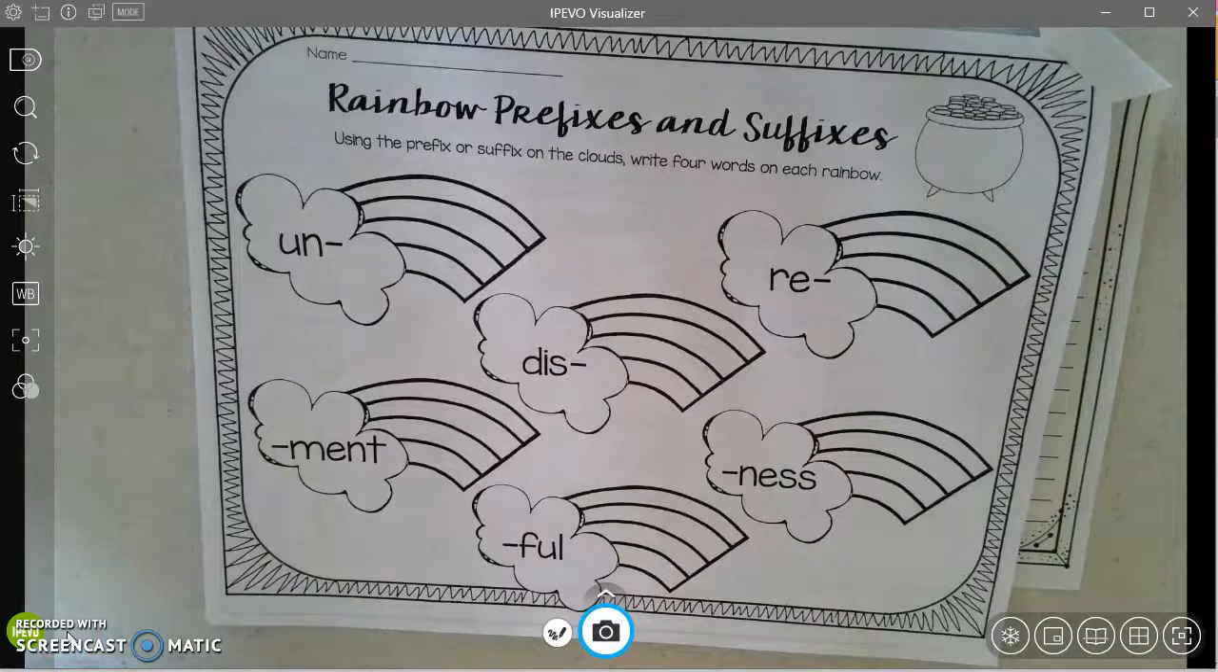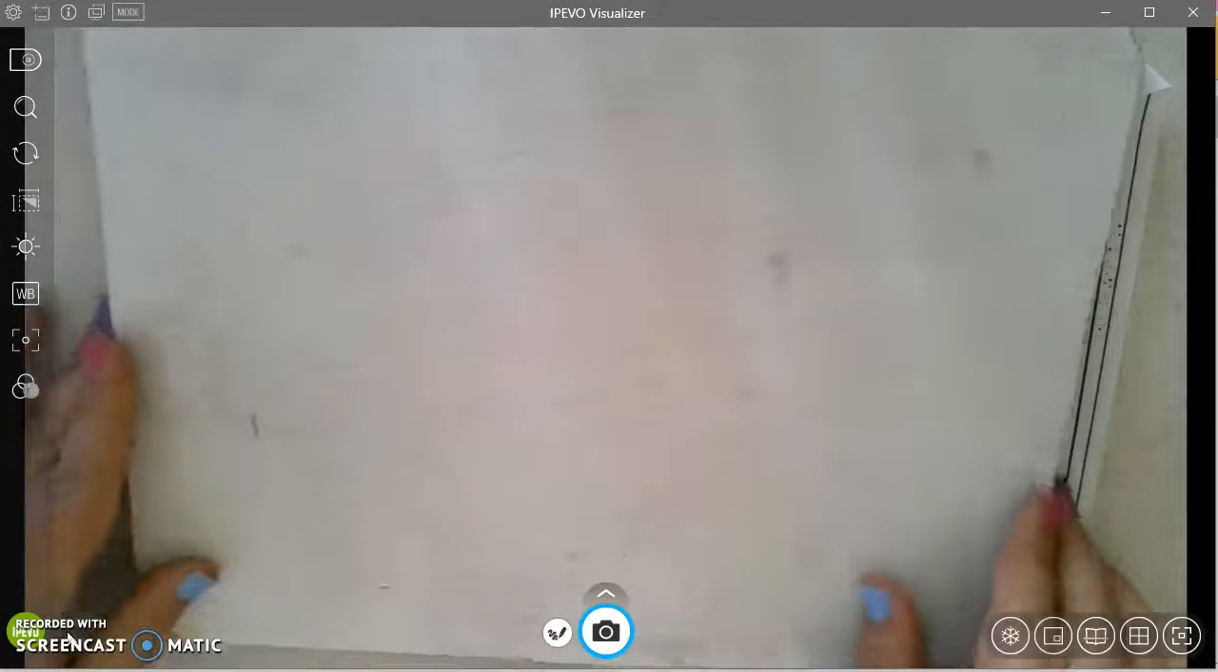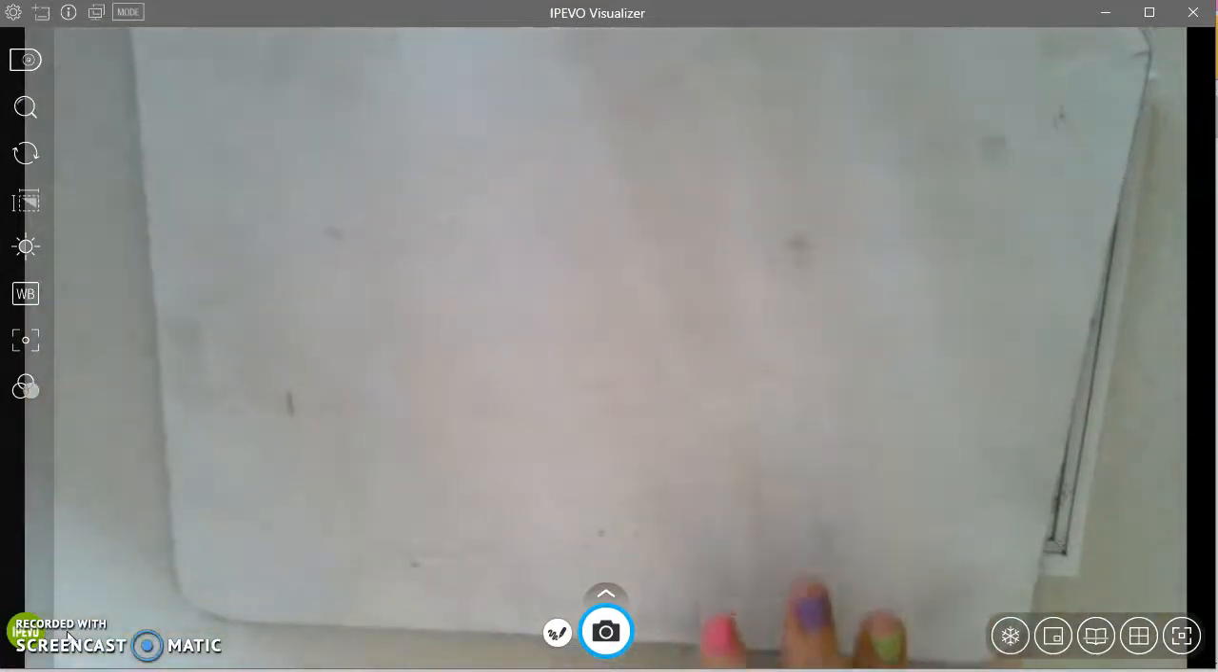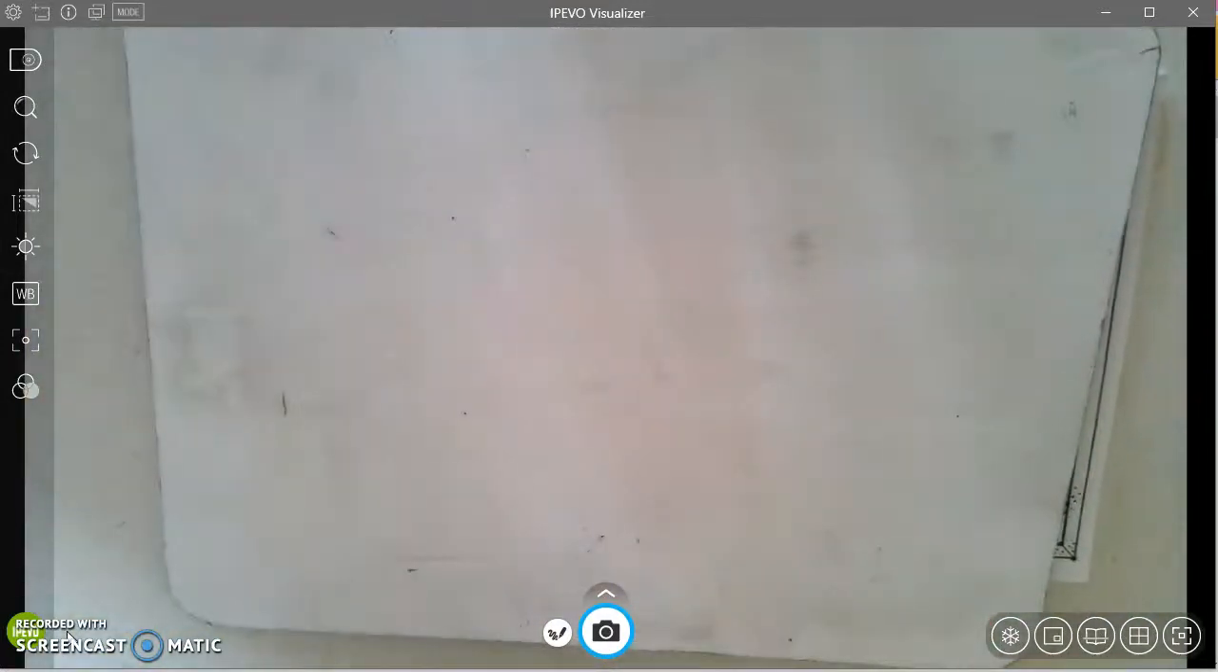Good morning. So we're sticking with the St. Patrick's Day theme, and we're going to talk about prefixes and suffixes. Pre means before or first, and a suffix is at the end. So we have many words, and I'm going to actually start with my whiteboard, okay? We have many words that we know as the word itself.